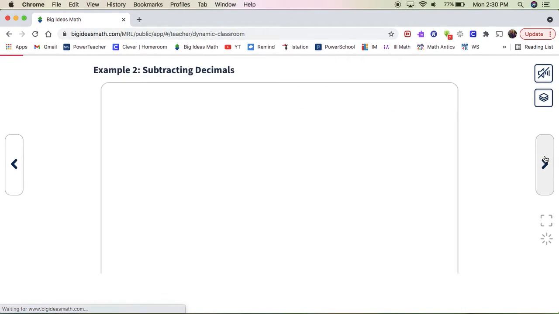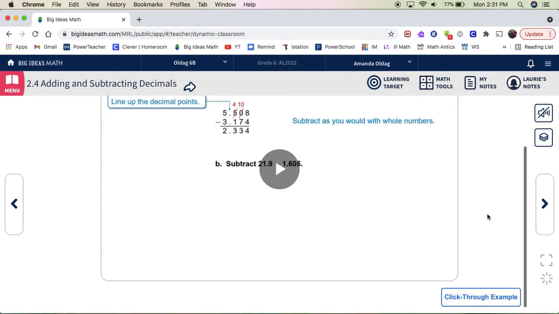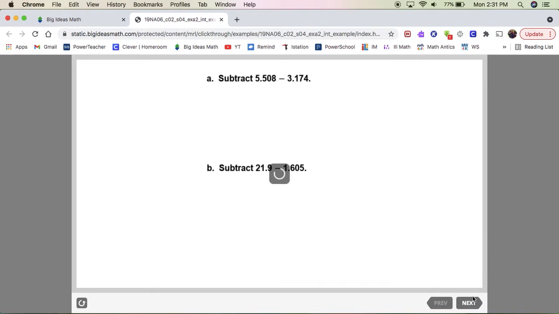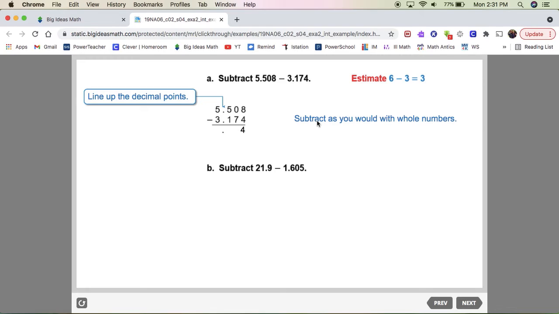All right, moving on to subtracting decimals. Very similar, except most people don't like subtracting as much, but it's very similar. You're going to estimate close to 6, close to 3. 6 minus 3 is 3. We line up our decimal points. We subtract 8 minus 4, 0 minus 7. Can't do that, so we're going to have to regroup. So we take from the tenths place, now it's 4 tenths, and we give that to the hundredths place. We subtract, this is just like normal subtraction. And our answer is reasonable.